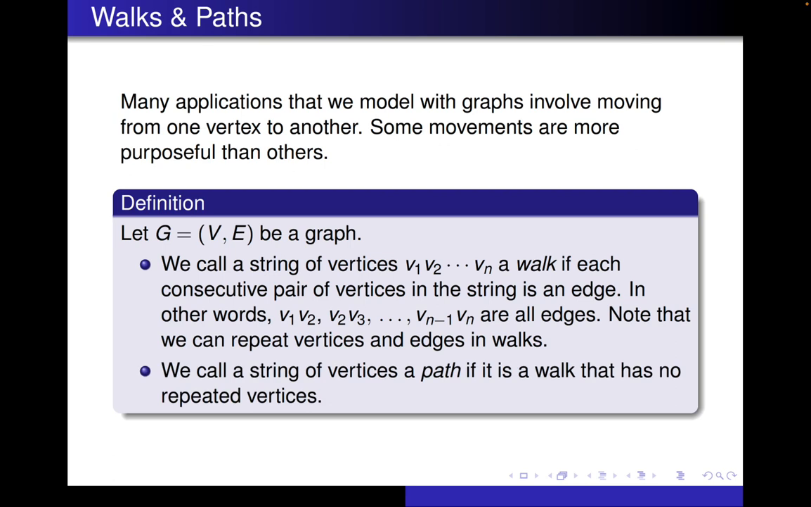Now, it's a little bit different for what we call a path. A path is a walk that has no repeated vertices. So you can't just go back and forth between vertices. You can't repeat vertices, and therefore, since you can't repeat vertices, you also can't repeat edges. So that's more purposeful, right? You're going from the first vertex to the last vertex without doing any repeats.